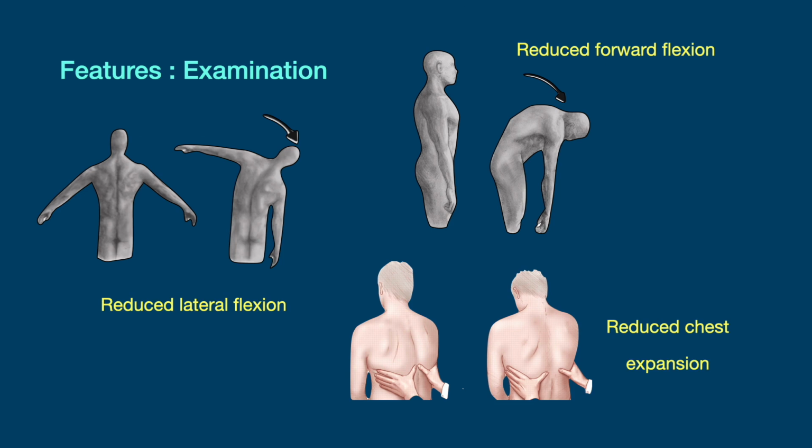Here, a line is drawn 10 cm above and 5 cm below the back dimples, or the dimples of Venus. The distance between the two lines should increase by more than 5 cm when the patient bends as far forward as possible. Anything less than that would indicate a positive Schober's test. Another finding that you would also expect to elicit during the examination would be reduced chest expansion.